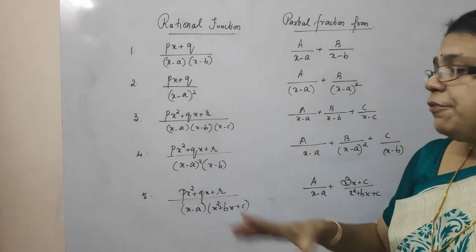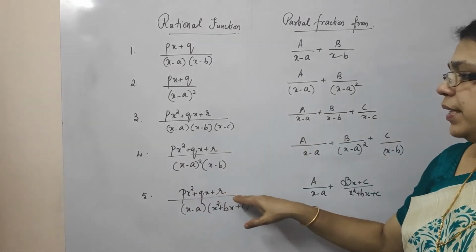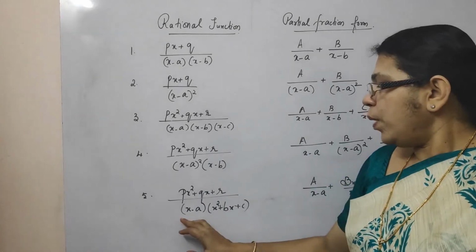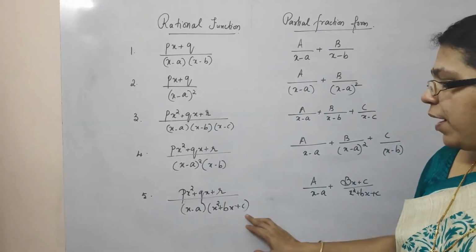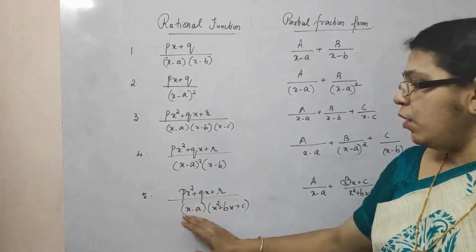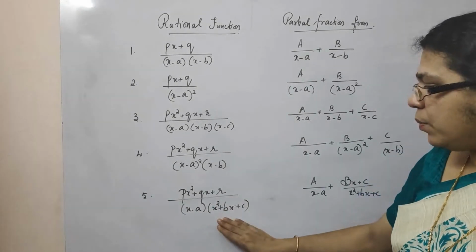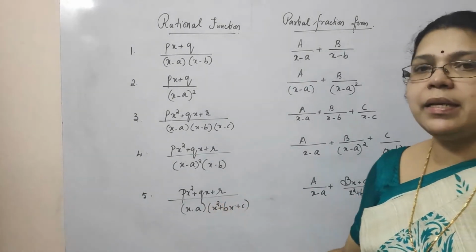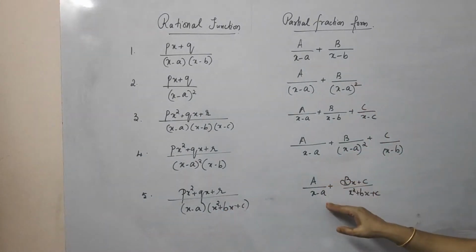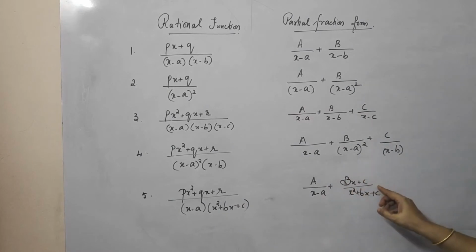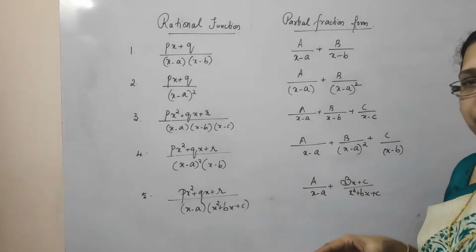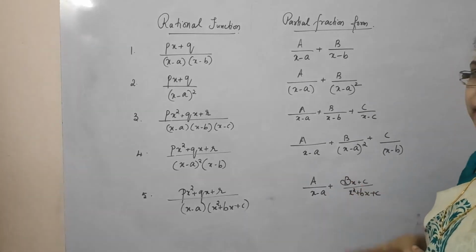From here, in the fifth one, you have the numerator as px square plus qx plus r divided by one of the factors in the linear form. The other factor is in such a manner that it cannot be factorized. I repeat, one of the factors is in the linear form, the other one is in such a manner that it cannot be further factorized. So, in this case, we write the expression as A by x minus a plus Bx plus C by x square plus bx plus c. Now, this x square plus bx plus c cannot be factorized. That is why we have written it in this form.